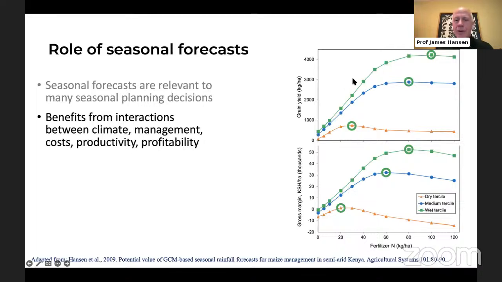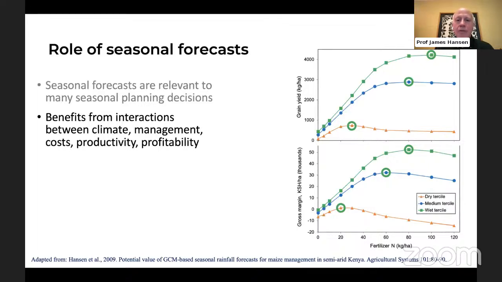So notice that whether you're looking at yield or looking at gross margin, the optimal fertilizer level is higher in wet years, much, much lower in dry years, and in years that are near normal in terms of the near normal rainfall tercile, somewhere in between. And this is generally true.